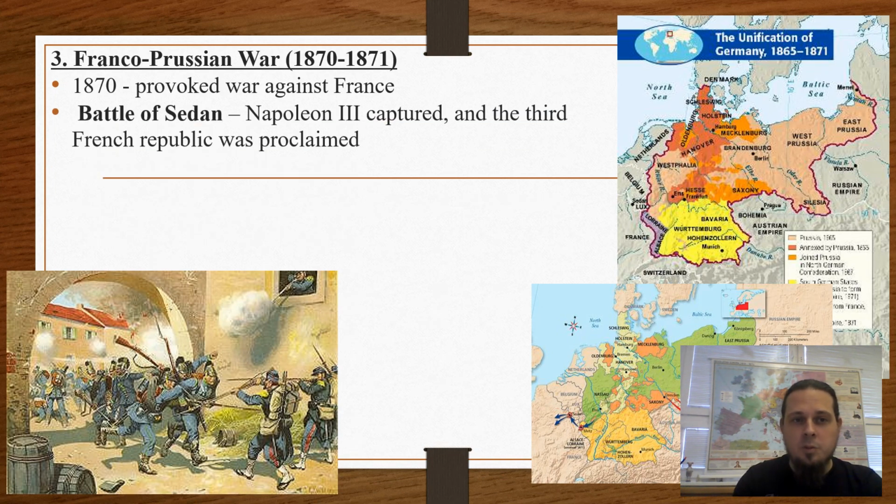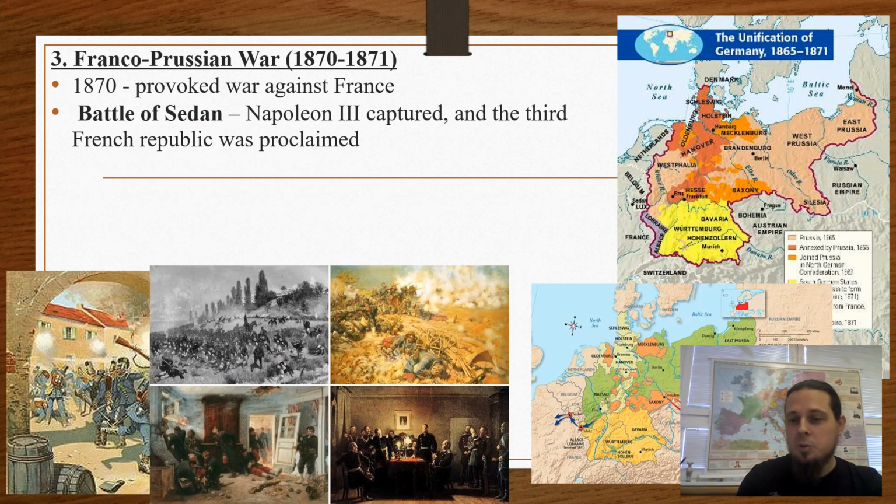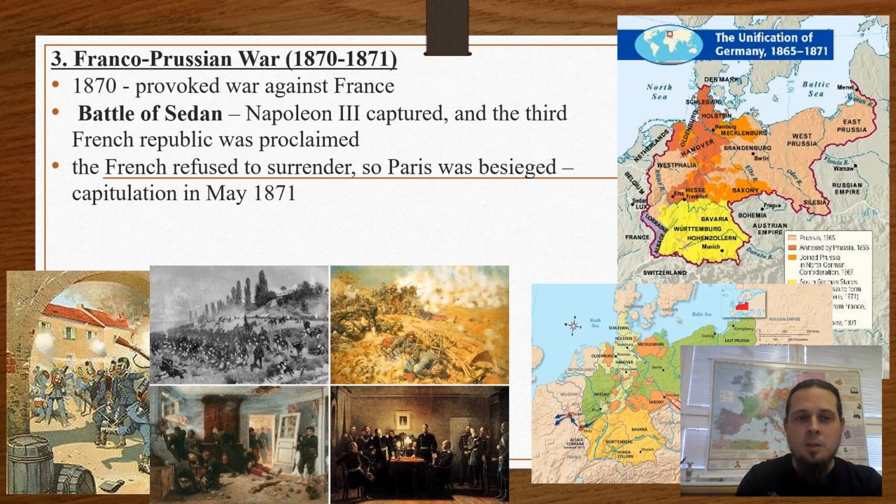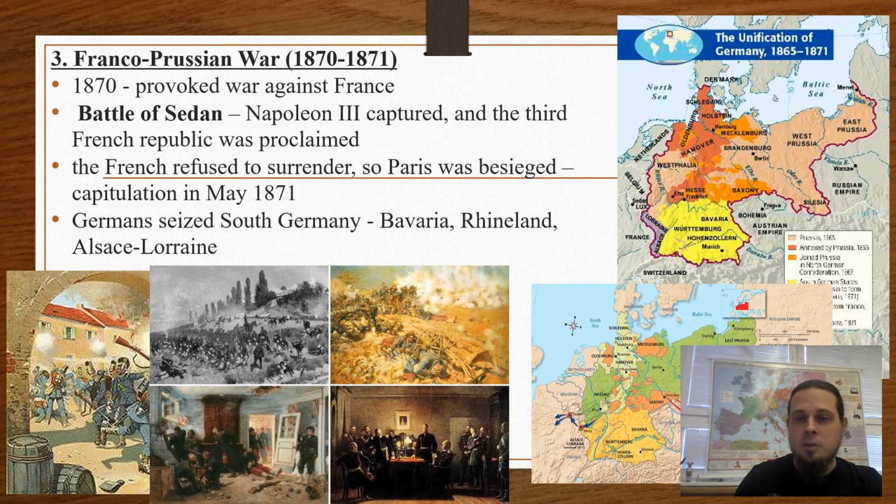Now, only two battles of Sedan, during which Napoleon III was captured. You saw the picture in here, and the Third French Republic was proclaimed together with this big uprising. As I said, the French refused to surrender in Paris, so Paris was besieged. Eventually the capitulation was signed, the Surrender Act in 1871. Before that, German armies seized South Germany like Bavaria, the rest of the Rhineland, and also Alsace-Lorraine, which today is part of France, with Strasbourg.